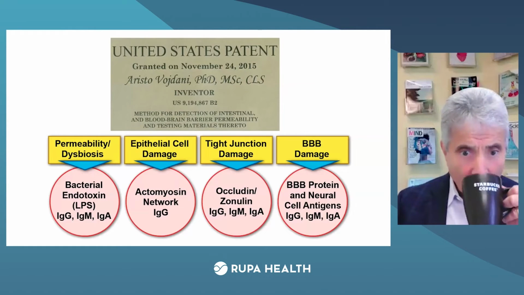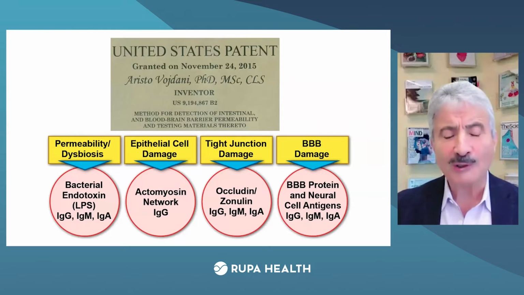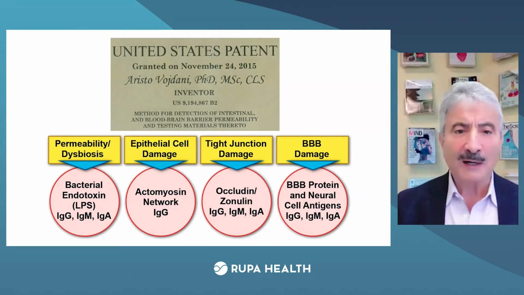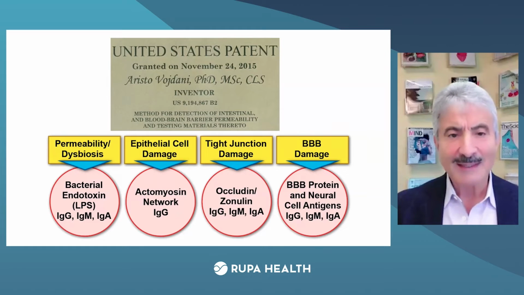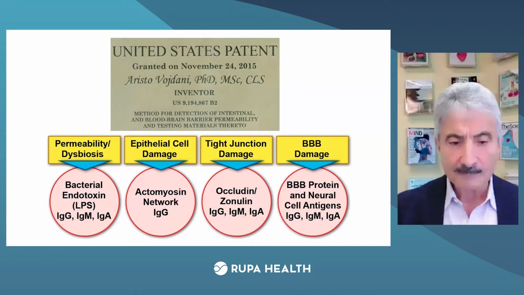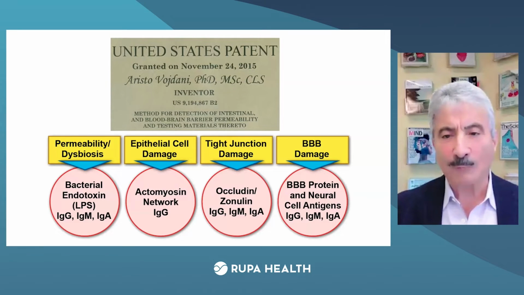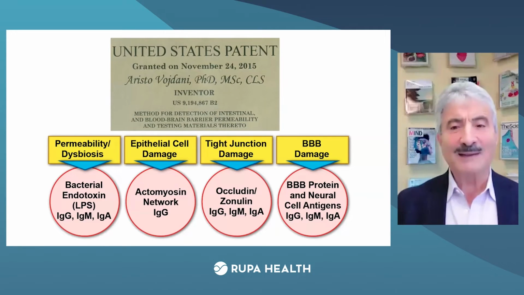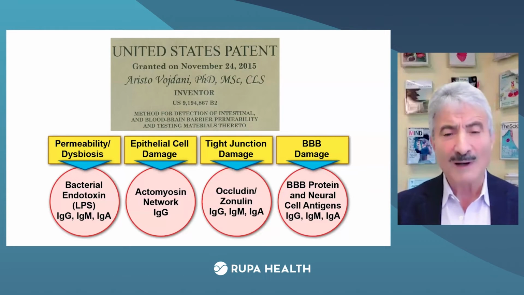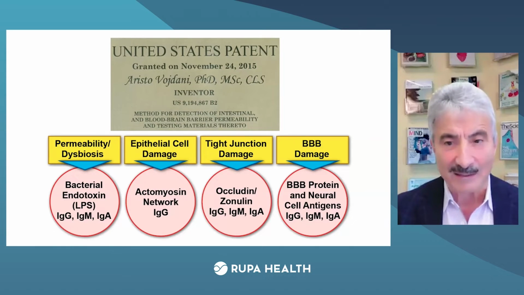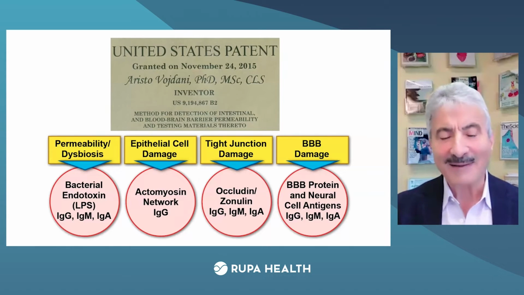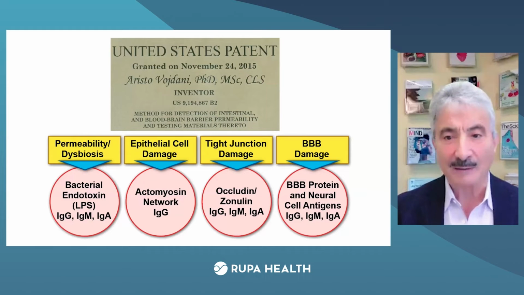One of the most important biomarkers of humoral immunity is looking at gut permeability. This is one of the patents that was awarded to me in 2015, but an earlier version of this test was developed in 1998, and another patent was given to me in the year 2000. And that was about measuring intestinal barrier function.